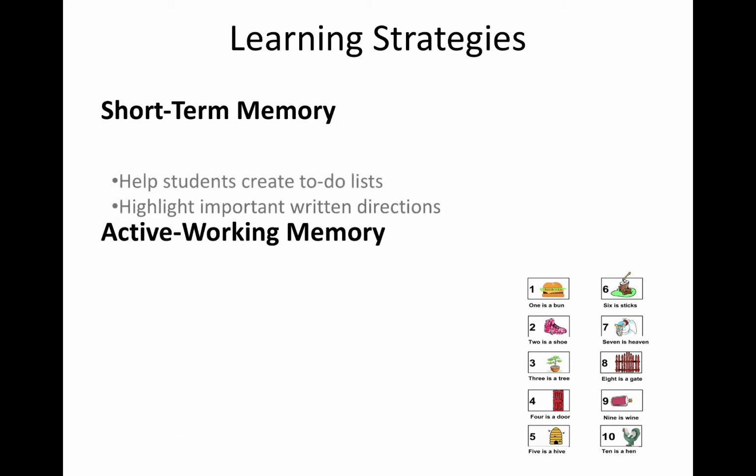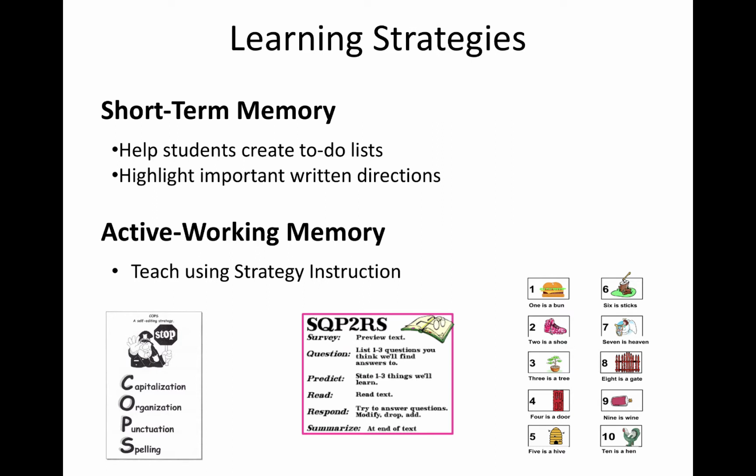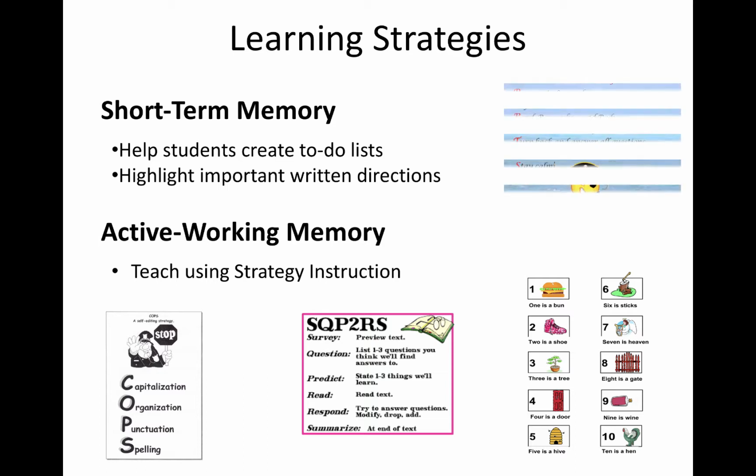Okay, for short-term memory, help students create to-do lists and cross off after they are done completing that, or have them learn to highlight important written directions. Okay, for active working memory, where they have to try to retrieve information that they've had to store for later use, teach them using strategy instruction. Anything that will support or anchor information that they can retrieve later on is all really great for them.